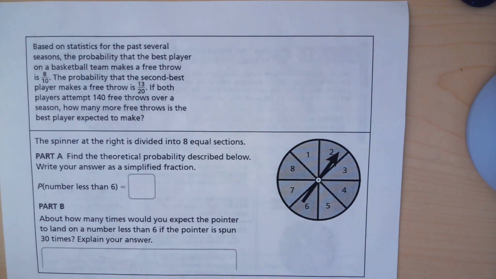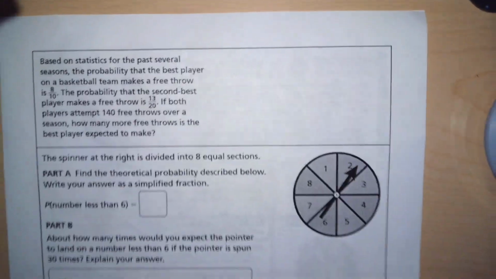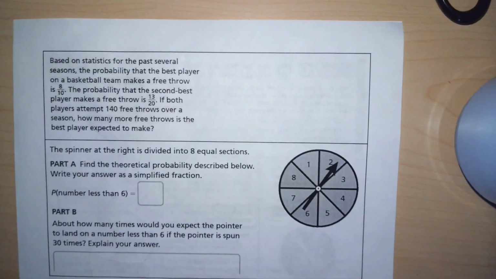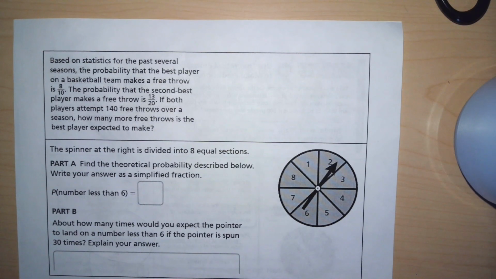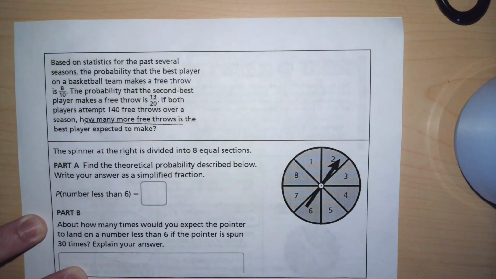Based on statistics for the past several seasons, the probability that the best player on a basketball team makes a free throw is 8 out of 10. The probability that the second best player makes a free throw is 13 out of 20. If both players attempt 140 free throws over a season, how many more free throws is the best player expected to make? All right, and I'm going to underline this part here where it says how many more free throws, because that's something I'm going to forget to do later.